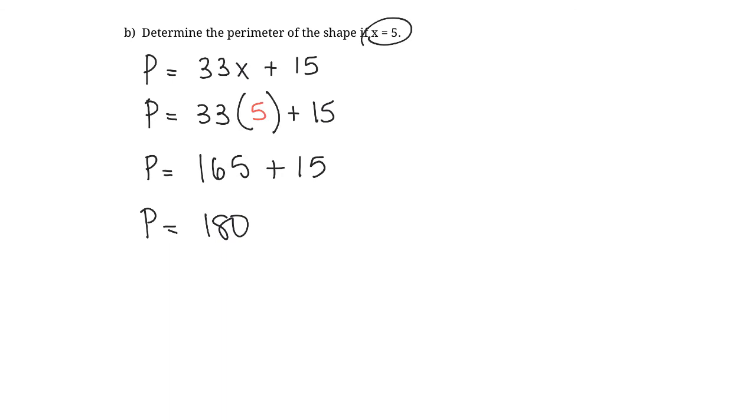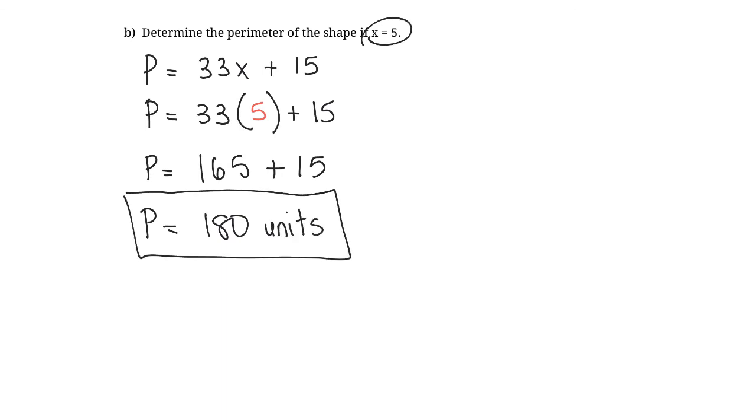Now they didn't actually give us any units. Is it measured in centimeters? Is it measured in meters? Is it measured in inches? They didn't tell us. So if you have that situation, what you're going to put at the end is just the word units. We aren't sure what those units are, but we know that there has to be some kind of unit attached to it. So you're just going to put in the word units.